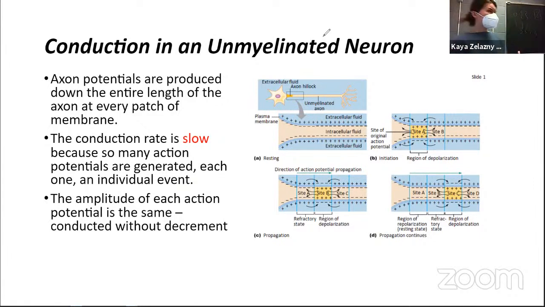Now, conduction in an unmyelinated neuron is pretty slow, at least relative to our myelinated neurons that we're going to see. This is because we have to fire off every patch of the membrane. So each little section of the membrane has to fire off, so that takes time as it spreads out. Remember, that last bullet point is just still reminding you of this all or nothing principle. So as we move down the axon, we're always seeing that spike to positive 30.